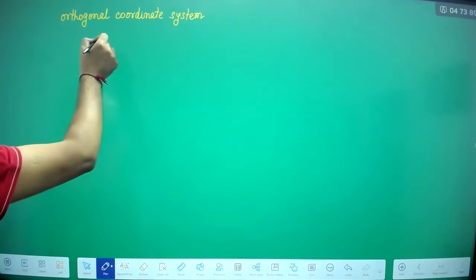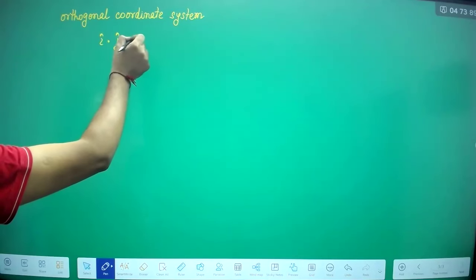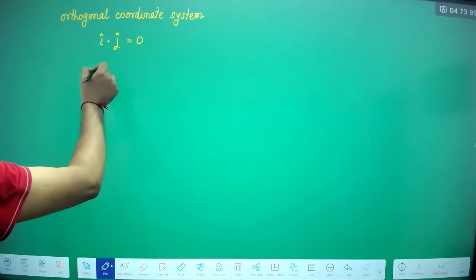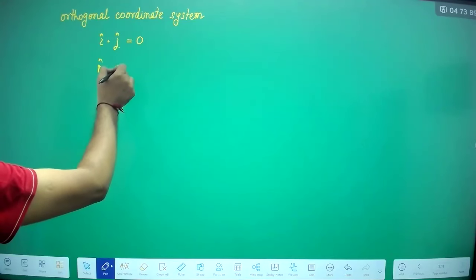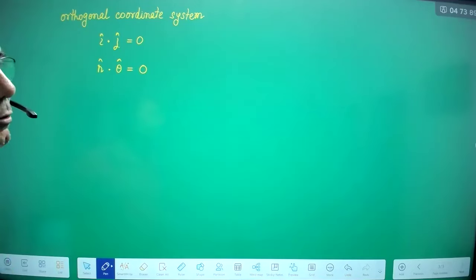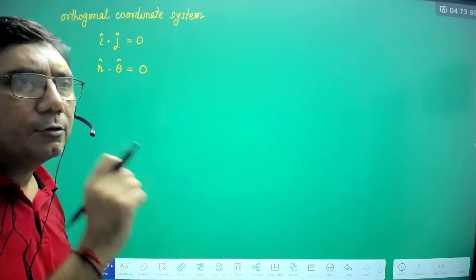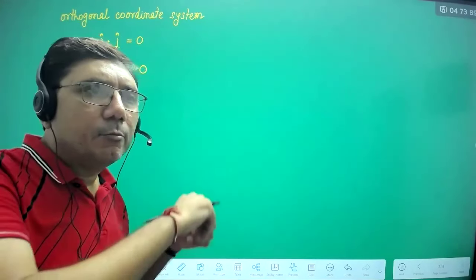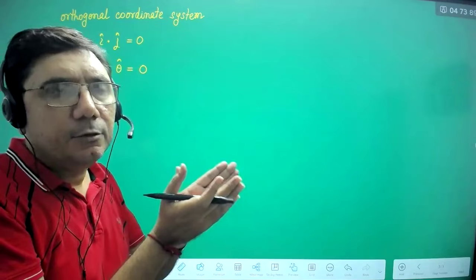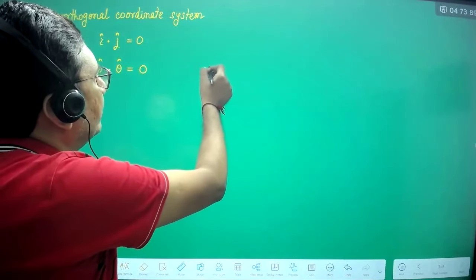I will show you. Basically, if you have i cap dot j cap, you are getting 0. Cos 90 is 0. Similarly here, if you have R cap dot theta cap, then the angle between them is 90 degrees, so it will be 0. Why are you choosing an orthogonal coordinate system? Because due to this orthogonality, you can resolve the motion in a plane into two independent motions.